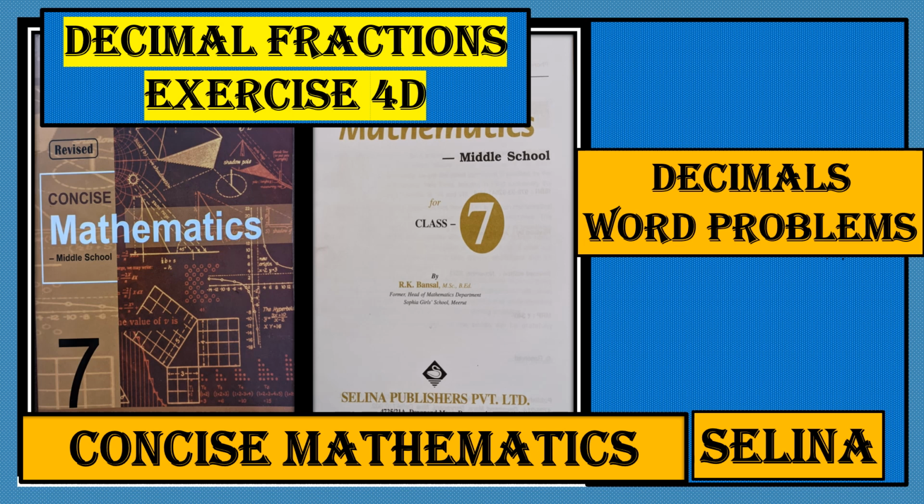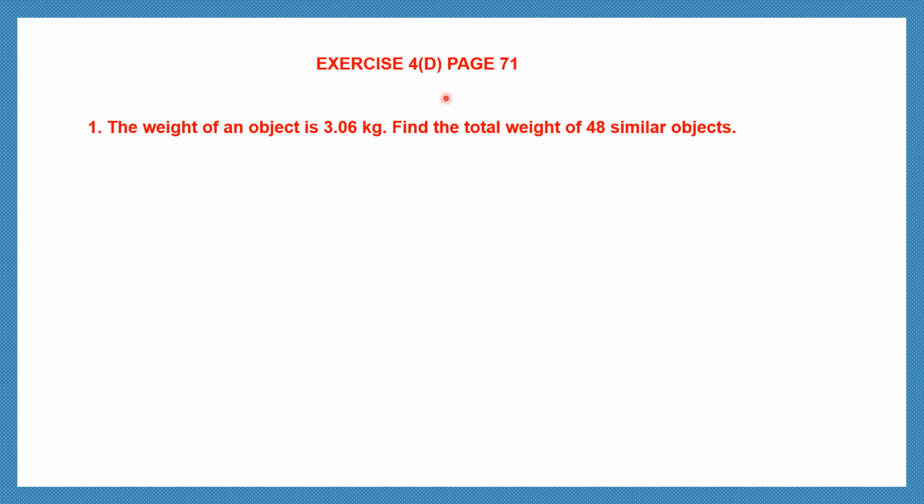Hello students, let's do decimal fractions exercise 4D. This is on page number 71 and we are with question 1. So we are doing some word problems now. So question 1, the weight of an object is 3.06 kilograms. Find the total weight of 48 similar objects.